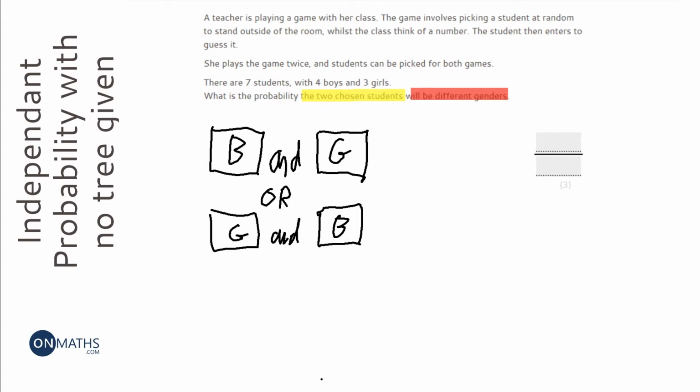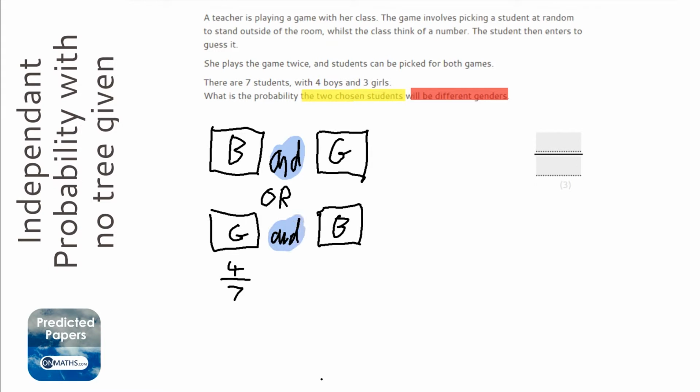So the probability of a boy being picked is going to be 4, because there's 4 boys, over 7, because there's 7 students in total. Now, here's a key word for probability, the word and. The word and in probability actually means times. So we times that by the probability of a girl being picked. So it's going to be 3 girls over 7, because all people can be picked twice.